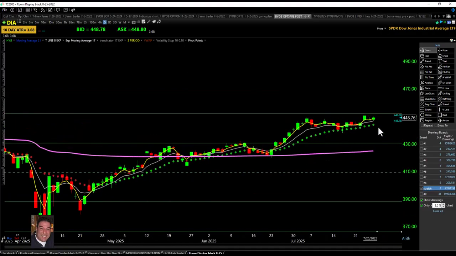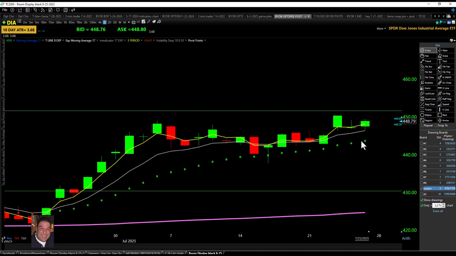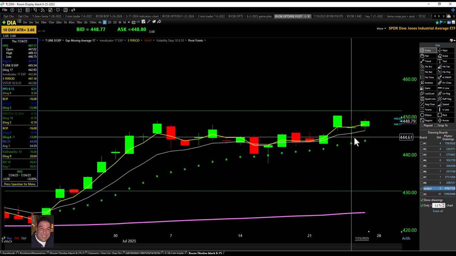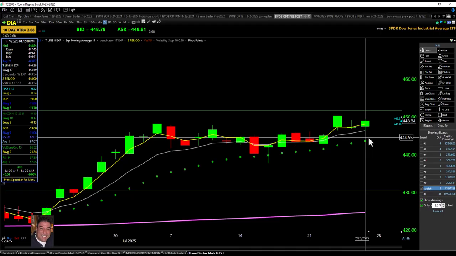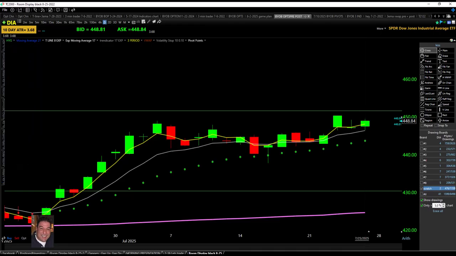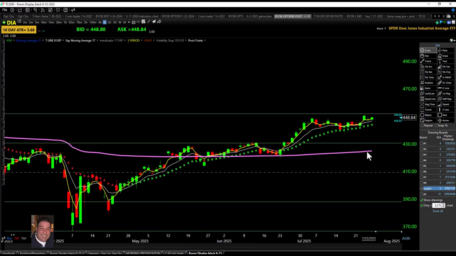Diamond Dow puts in a, well, let's see what the high is here. The high is 449.13. High here is 449.41. All right, so we got an outside day. Higher high, lower low. Closing over a bullish trap over the rising 17.